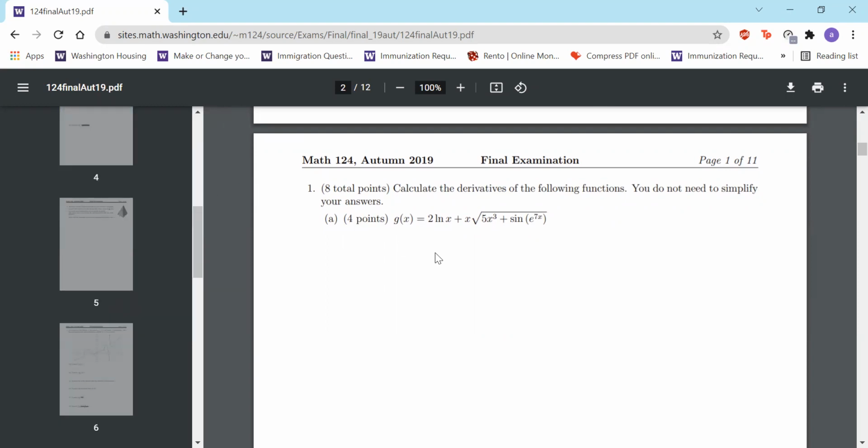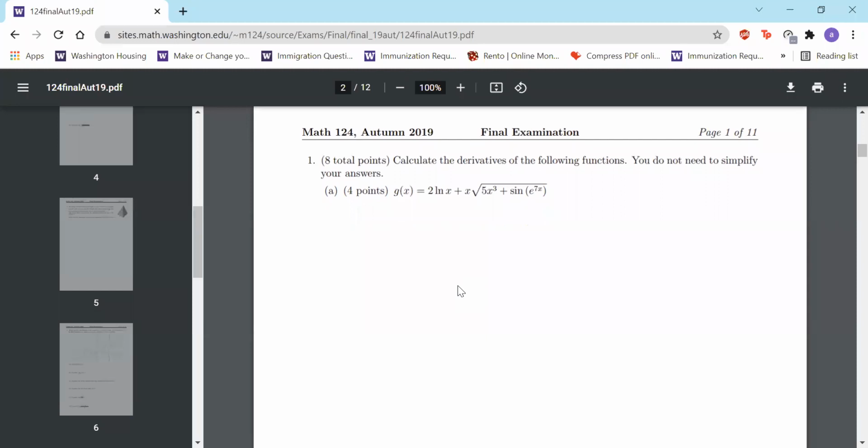So are we going to move on to question 1B, or do you still need me to elaborate more on 1A? Is there any problem? Or we're good to go?